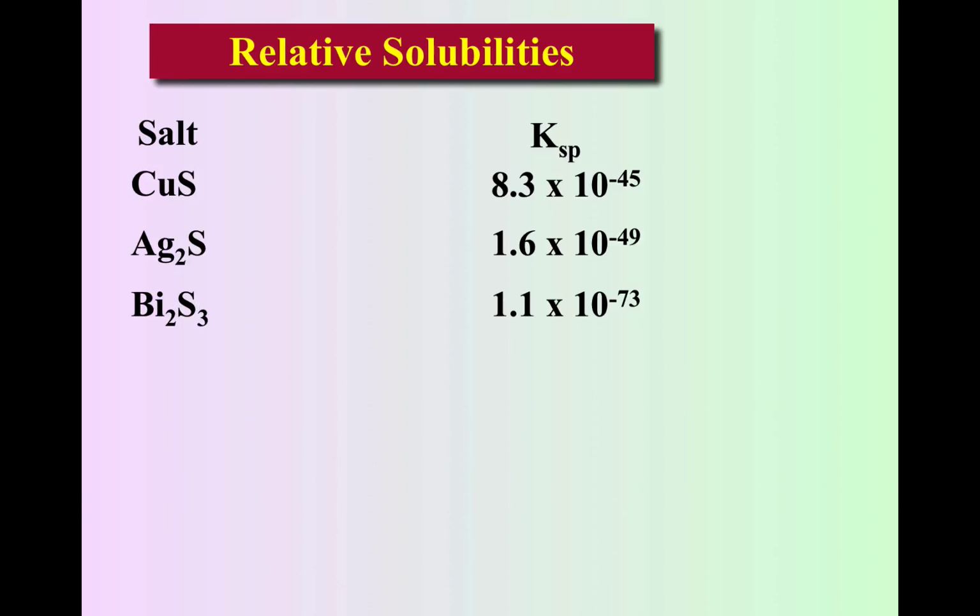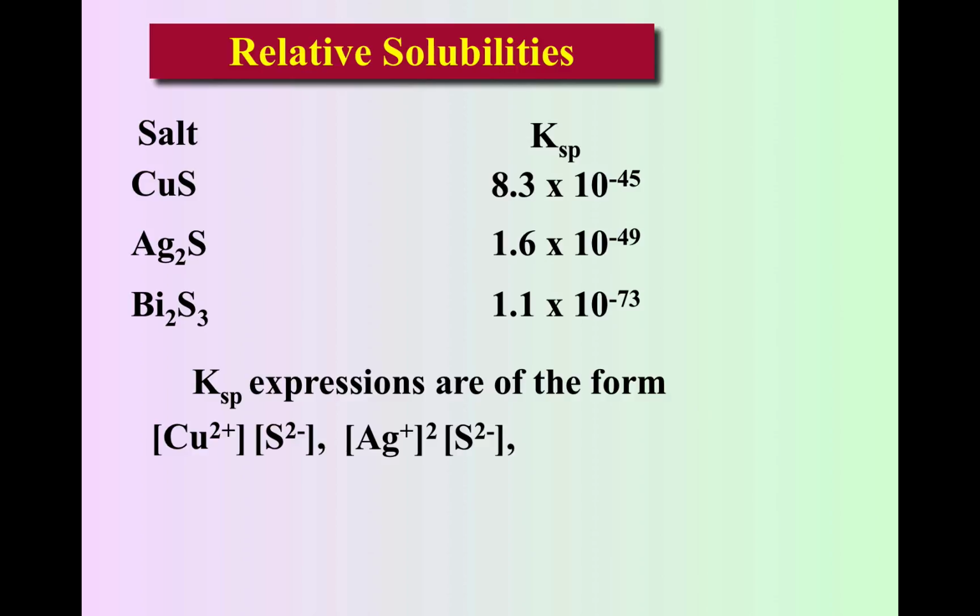Not so for this one, right? These are solved differently. For every 1 mole of the copper ion that goes into solution, you're getting 1 mole of sulfide. You're getting twice as much silver with silver sulfide, and it's a 2-to-3 ratio when bismuth sulfide breaks up. So you can't just look at the Ksp values here. You'd have to solve for the actual solubility to figure out which is the most insoluble. Just looking at this, 10 to the minus 73, bismuth sulfide looks like it wins.